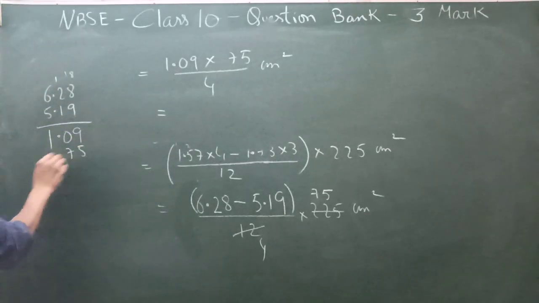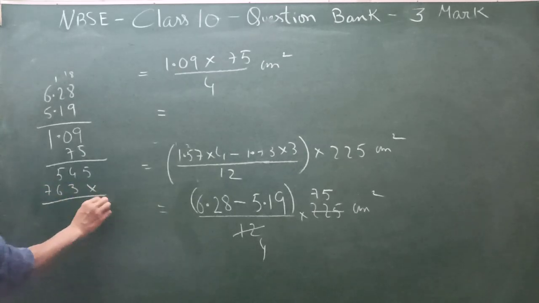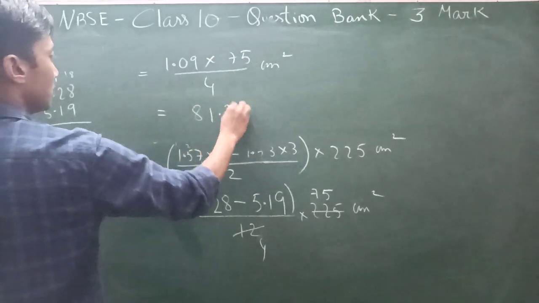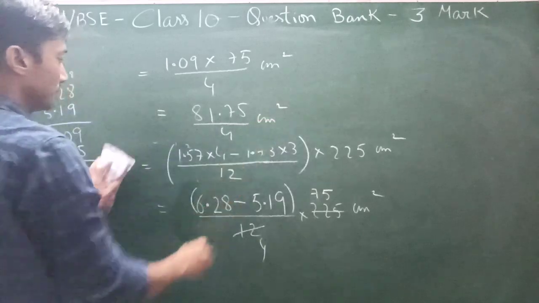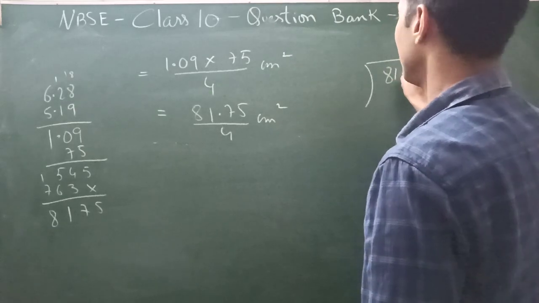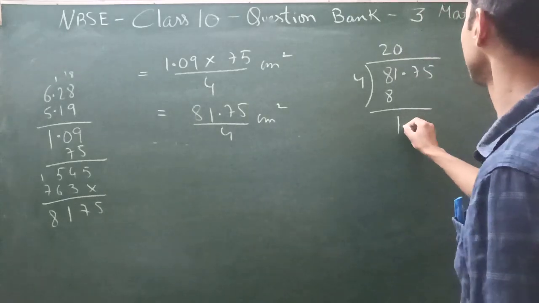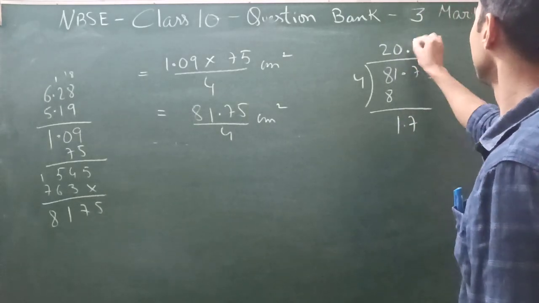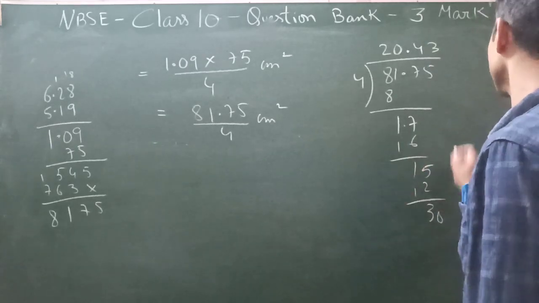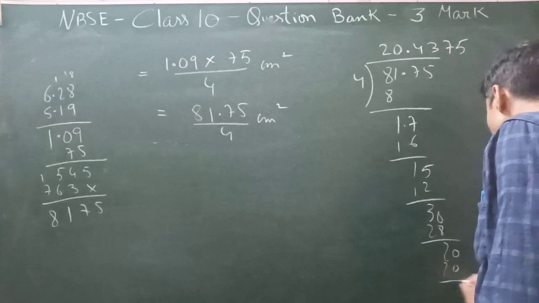So I'll just do the simplification also quickly for you. 5 9s are 45, 5 1s are 5. 7 9s are 63, 7 1s are 7. So that's 81.75 divided by 4 centimeters square. So now if we just divide 81.75 divided by 4, 4 2s are 8. 1, not possible, so I'll have to put in 0, decimal comes 7. So decimal starts. 4 4s are 16, 1 5, 4 3s are 12, 3 0, 4 7s are 28, 2 0, 4 5s are 20.